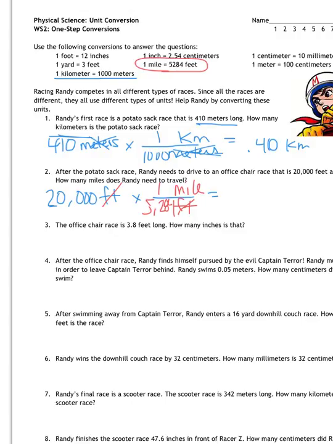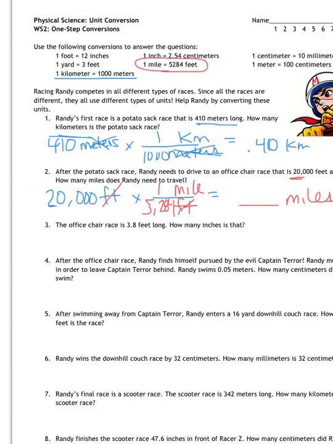All right, now I don't have my calculator with me, but you can do that math. 20,000 times 1 divided by 5,284. All right, all I know is that is a long way to drive an office chair. So make sure that you answer that. Let's say this number really only has one significant figure if we think about our answer. So our answer should probably only have one significant figure too. But just round in a reasonable manner on that. And then we'll have our number that you get from your calculator and miles.